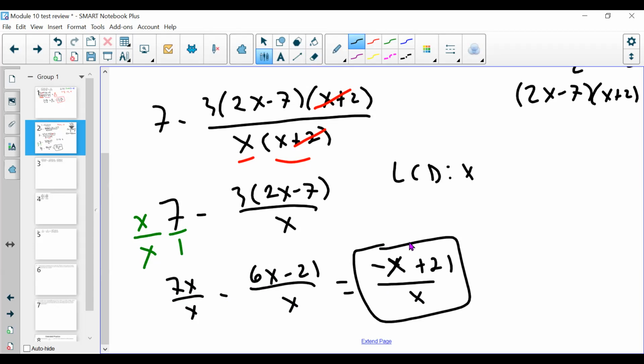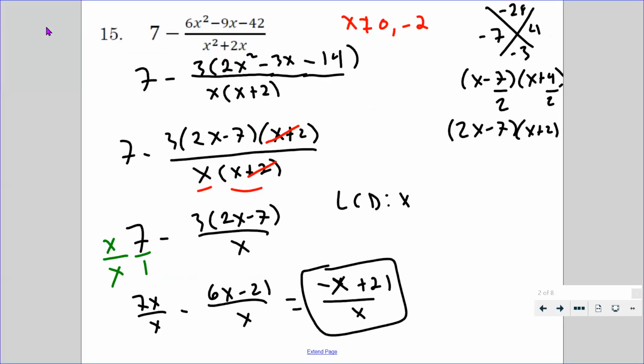Any questions about that? Makes sense. Kanish, go ahead. Yeah, how would it be negative x? Wouldn't it be positive x? No, 7x minus, yeah, wow. My mind's not with me today. Yeah, you're right. Positive x. Thank you. Positive x.